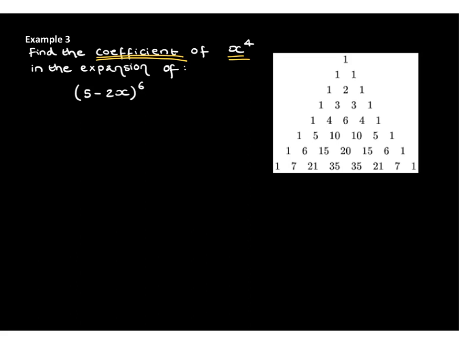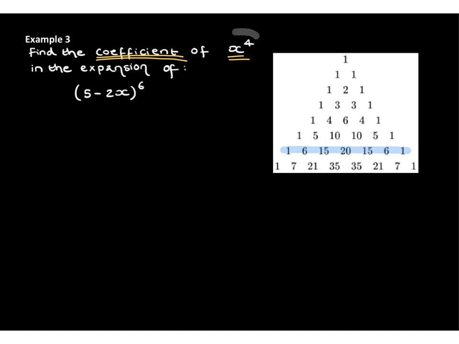If you're just trying to find one term or one coefficient of a term in an expansion, don't do the whole expansion. Be smarter than that and think more carefully and logically. Now, let's take a look at the expansion that we are doing. So it's to the power of 6, which means we would be looking at this row of Pascal's triangle.